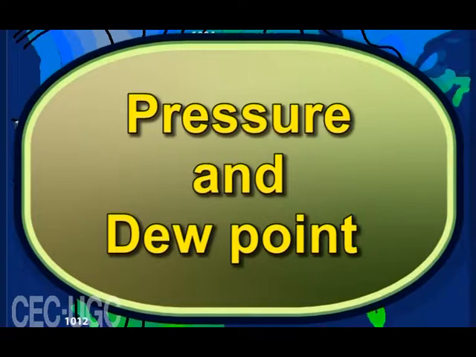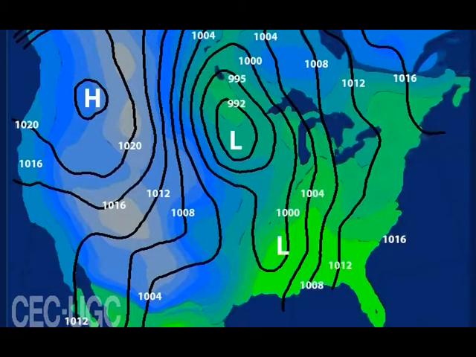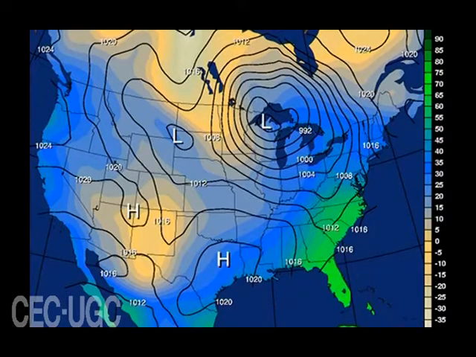Pressure and dew point. This panel depicts sea level pressure and dew point temperature. This chart is useful for finding fronts and high and low pressure systems. The solid black contours represent pressure contours or isobars in millibars. The isobars have a contour interval of 4 millibars.